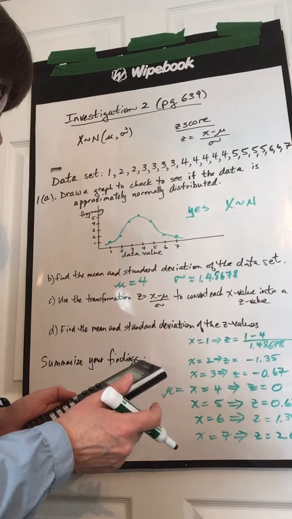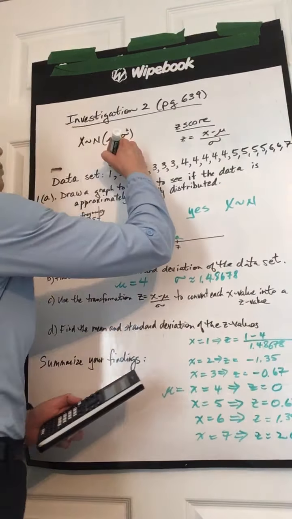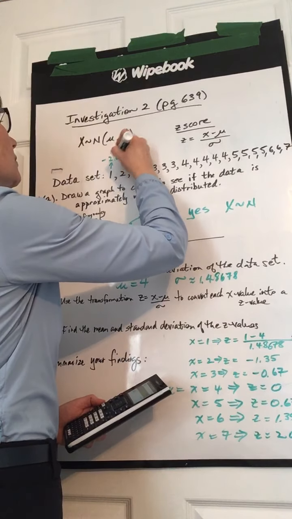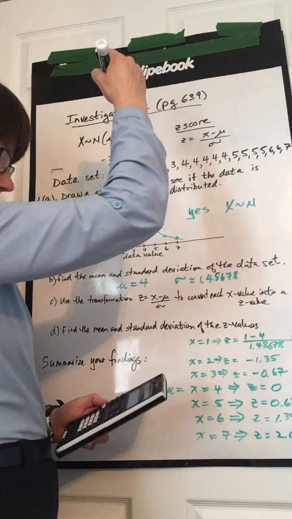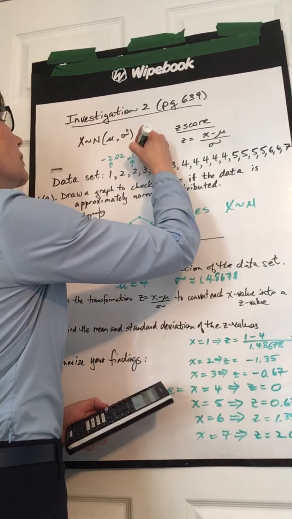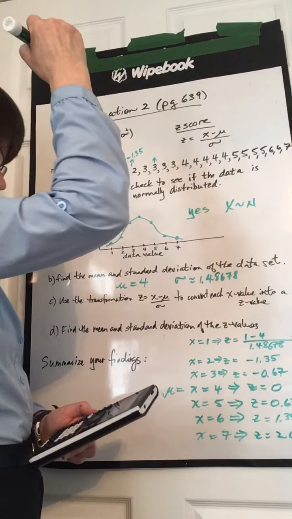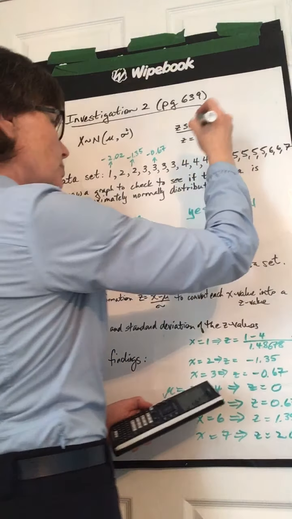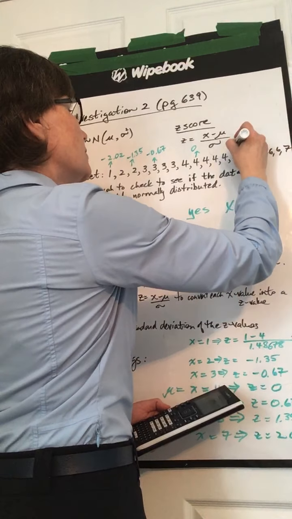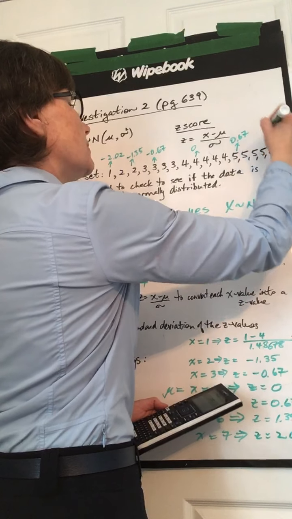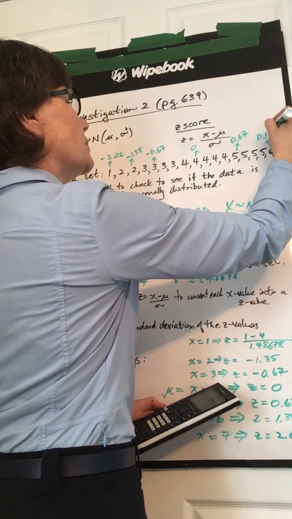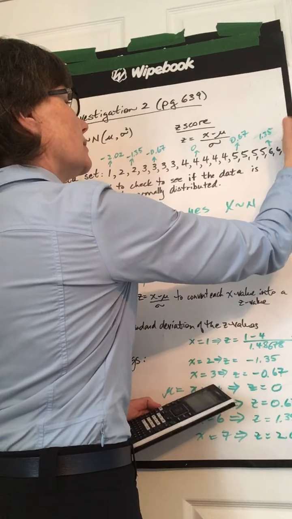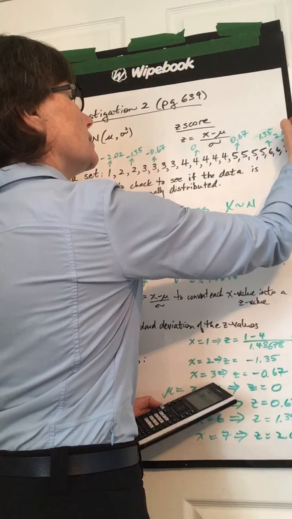Okay, so let's transfer those numbers up here. So the 1 for the z becomes negative 2.02. The 2's all become negative 1.35. The 3's all become negative 0.67. The 4's become 0. The 5's become positive 0.67. The 6's become positive 1.35, and the 7 becomes positive 2.02.